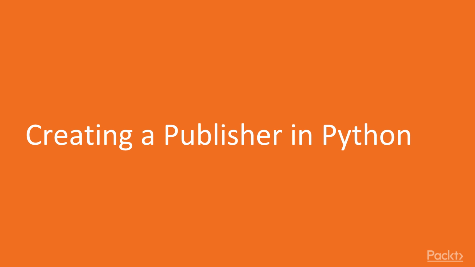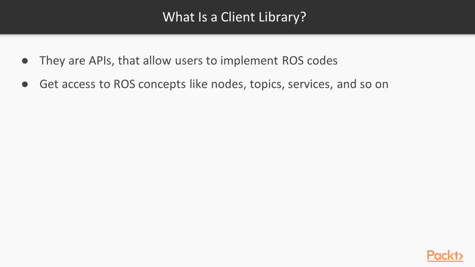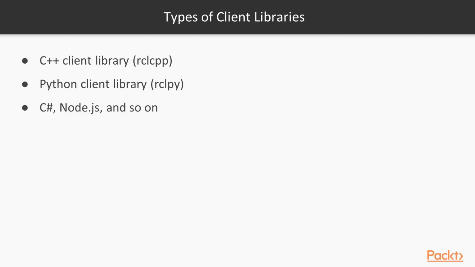But before looking into that, let's see and understand what the client library is. Client libraries are the APIs that allow users to implement their ROS code. They are what users use to get access to ROS concepts, such as nodes, topics, services, etc. Client libraries come in a variety of programming languages so that users may write ROS code in the language that is best suited for their application. For example, you may prefer to write visualization tools in Python because it makes prototyping iterations faster, while for parts of your system that are concerned with efficiency, the nodes may be better implemented in C++.